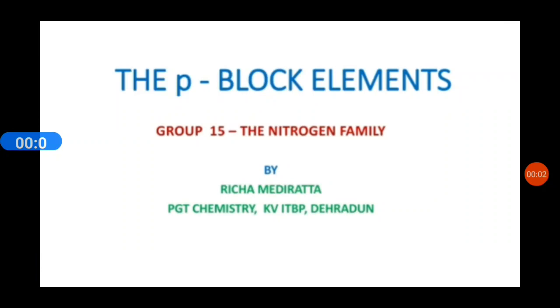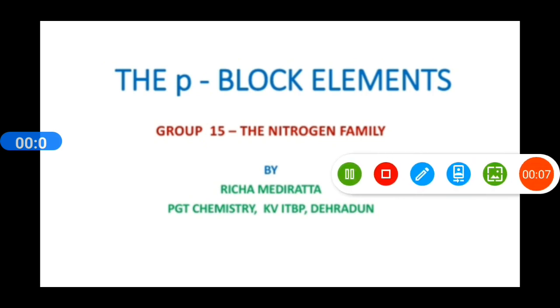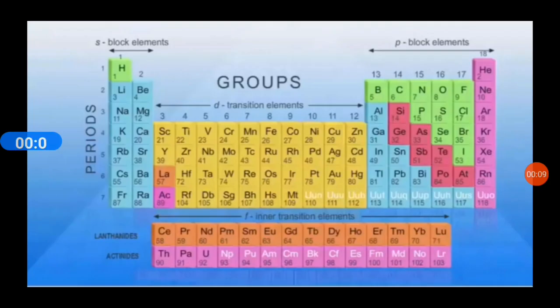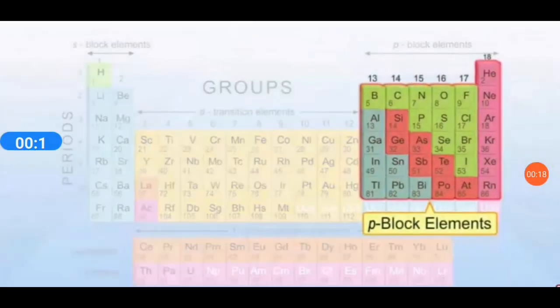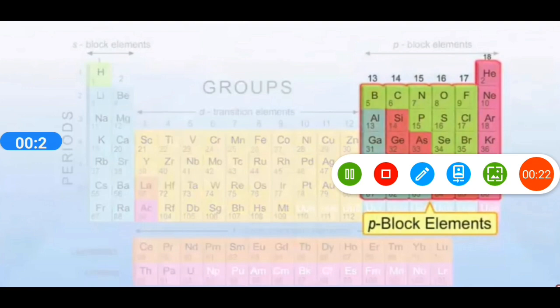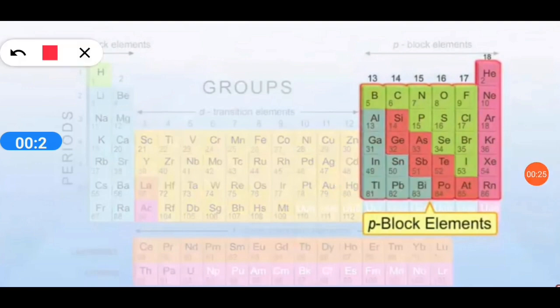The p block elements, group 15, the nitrogen family. P block elements are present in the rightmost part of the periodic table from group 13 to group 18. Of these elements, there are metals, nonmetals, and metalloids. These elements are nonmetals, these are metals, and in between the two are metalloids.